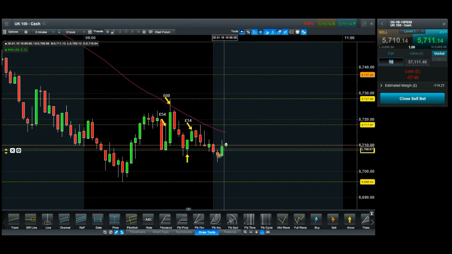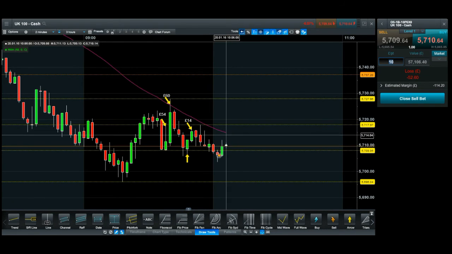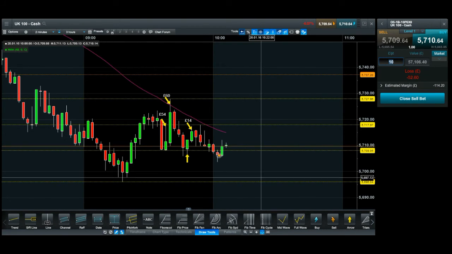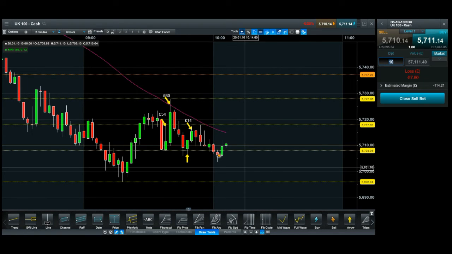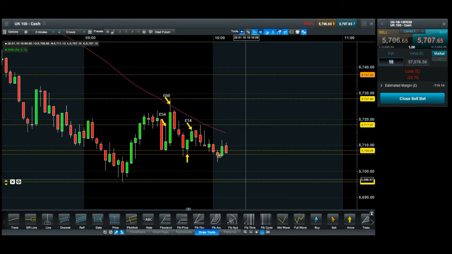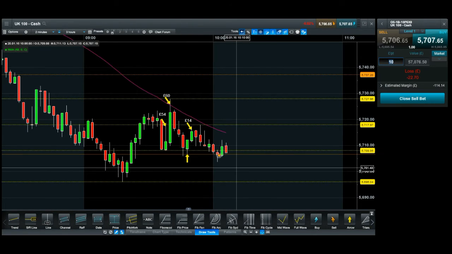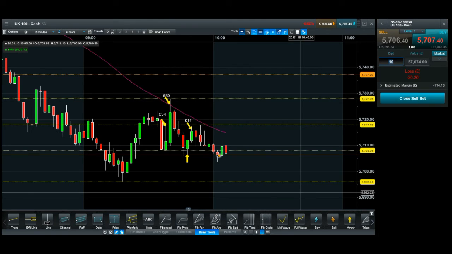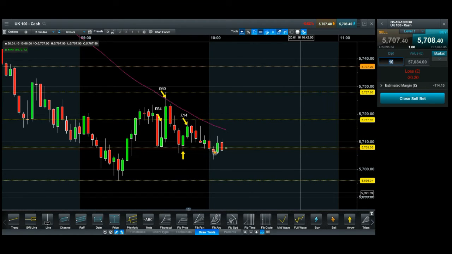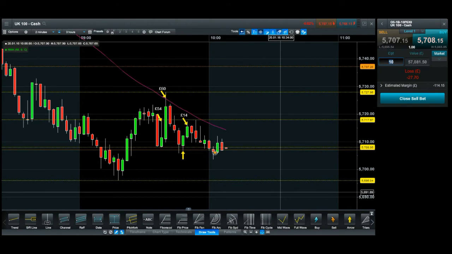So hopefully it will continue to push the index. At the moment it will probably bounce around these areas, making a little loss. But given some time, hopefully the simple moving average will push the index down to this area to turn this loss into a profit. Looking better now. That's good, closing below this support.